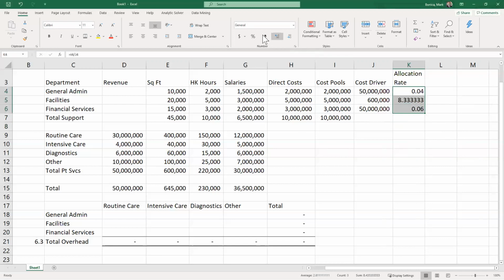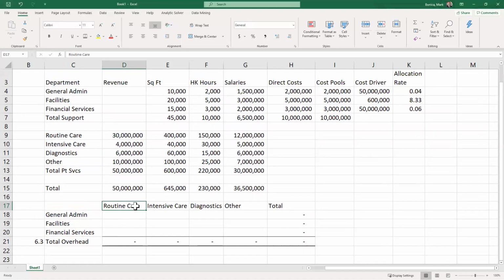All right, let me just clean this up just a little bit. All right, there we go. And now everything is in hundredths. Okay, so now I have my allocation rate. So that is part A. And then part B says use an allocation table similar to Exhibit 6.7. So that's down here.